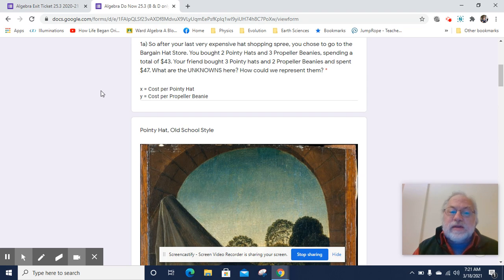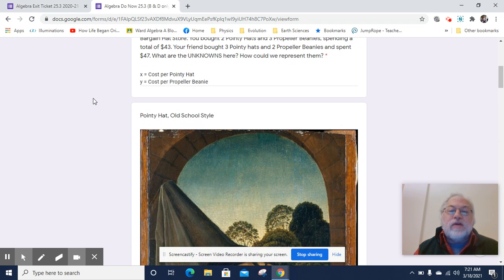Both of these are good candidates for standard form because you have the X being the rate and Y being the other rate for pointy hat costs and propeller beanie costs. And you have a total. And if you multiply 2 pointy hats times the cost of a pointy hat, that gets you a total cost for pointy hats for your purchase. And that works for all the other numbers of hats. So let's go ahead and use standard form.